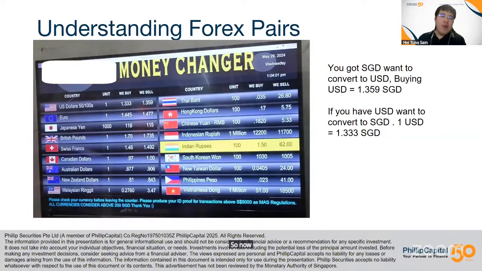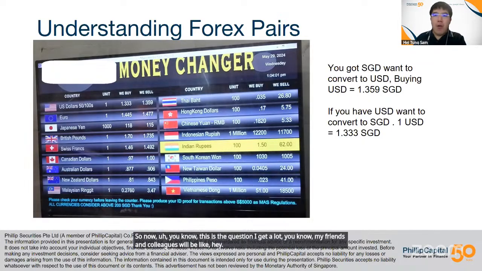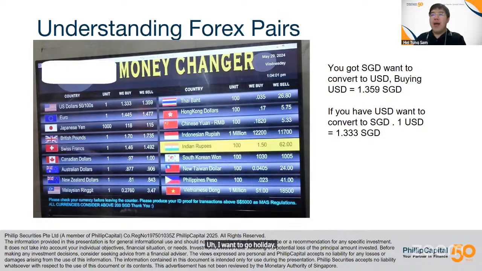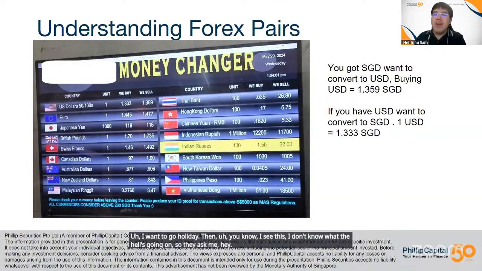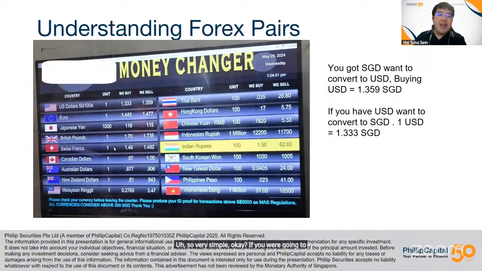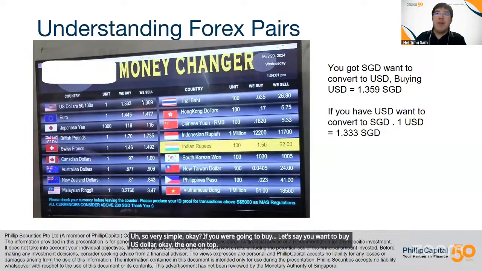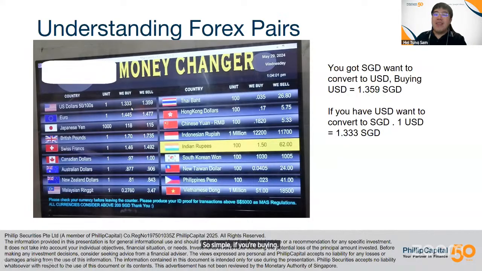Now, this is a question I get a lot. My friends and colleagues will say, "Hey, I want to go on holiday." Then they see this board and don't know what is going on. So they ask me, "Which number is what?" Very simple. If you want to buy US dollars, the one on top, that means you want to sell Sing to buy US dollars. You will need to pay 1.359 Sing for 1 US dollar.